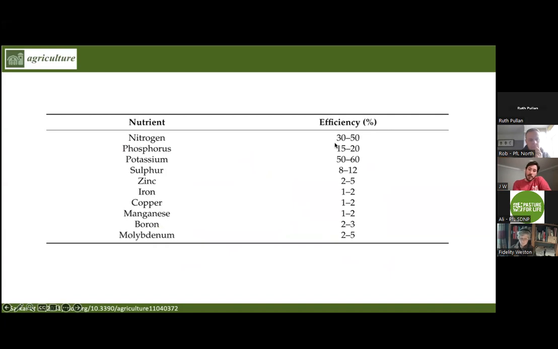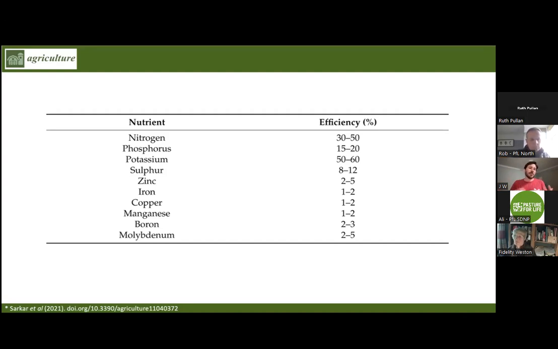So as you can see here, we have often hovering around about 50% use efficiency. So that means really about 50% of what we apply ends up in the plant. The other 50% is not to say that it's lost. Some of it can be stored in the soil organic matter, stored in the soil organisms, etc. But it is potentially also prone to those losses.